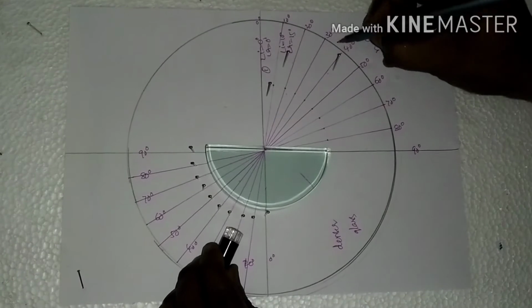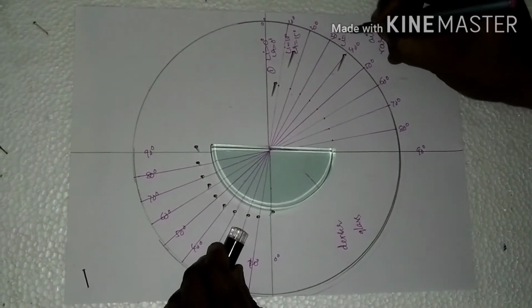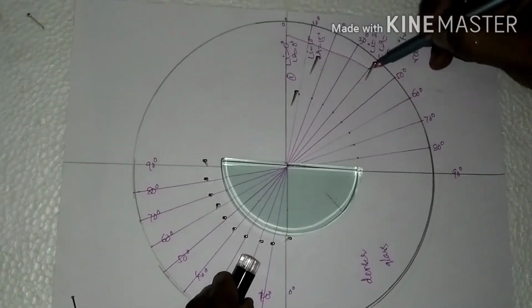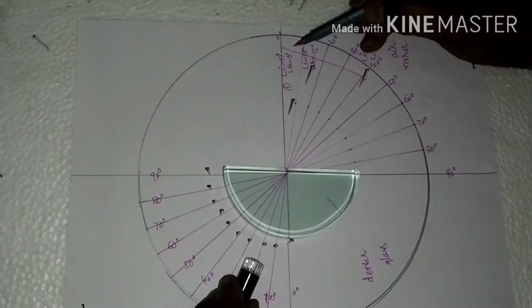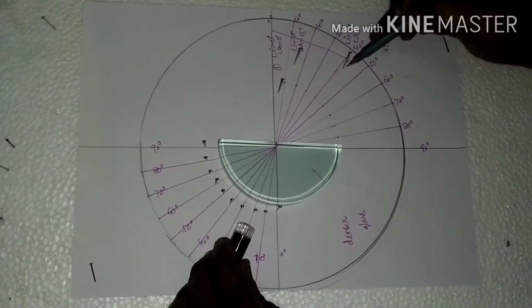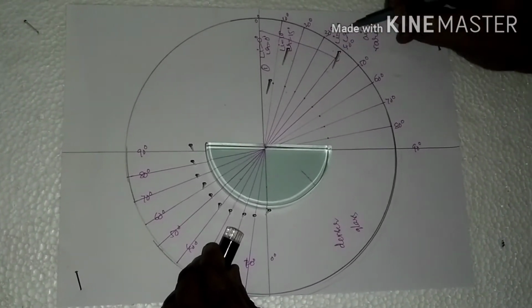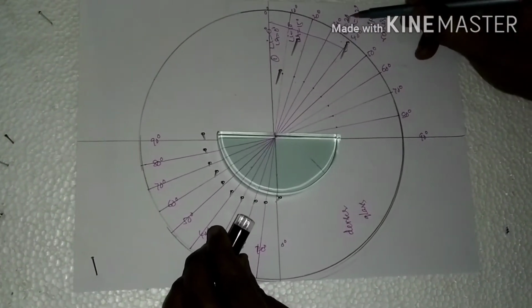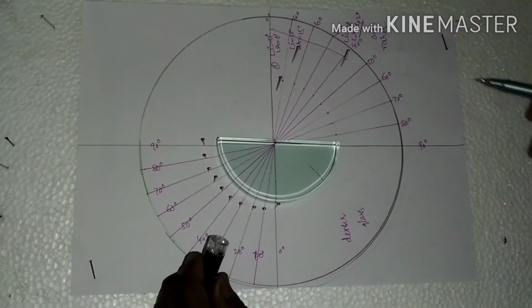Come to this third case: angle i is equal to 20, then angle r becomes approximately, this is the angle r, so how much may it be? 10, 20, 30, 40, approximately 42. So angle r is equal to 42 degrees. Angle i is 20, angle r is 42 degrees.